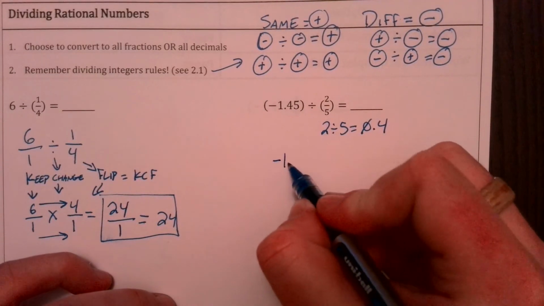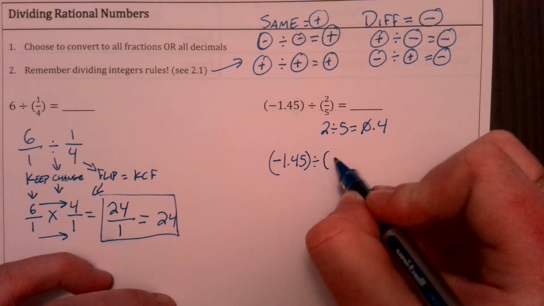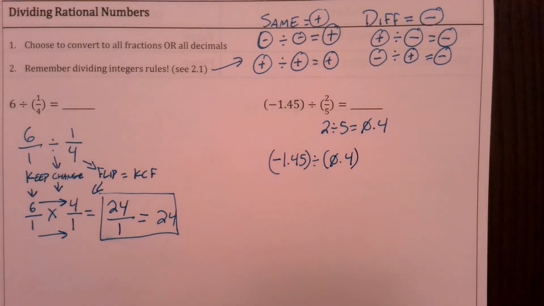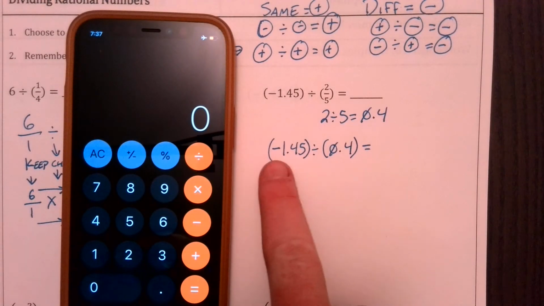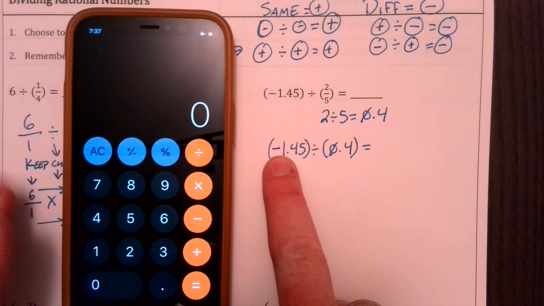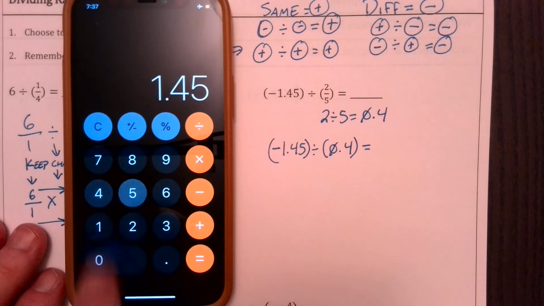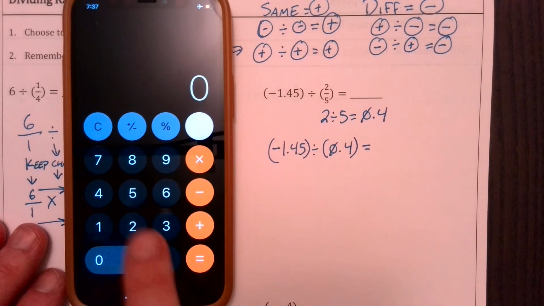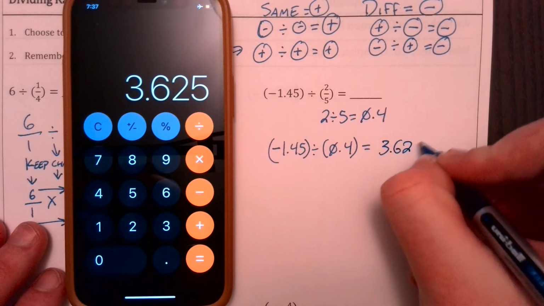So I have negative 1.45 divided by 0.4. Now, I'm going to use a calculator. Now when I type this into my calculator, I am not going to include the negative sign. I'm going to add the sign on my answer at the end. So I'm going to do 1.45 divided by 0.4, and I get 3.625.